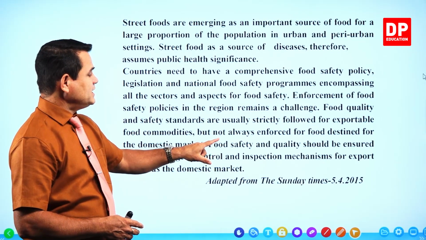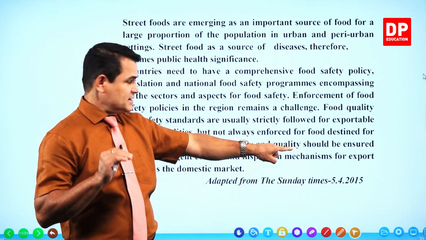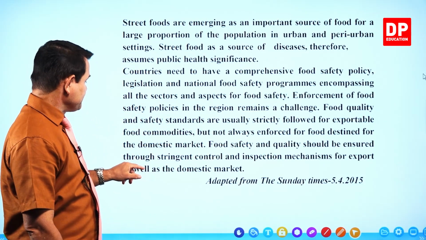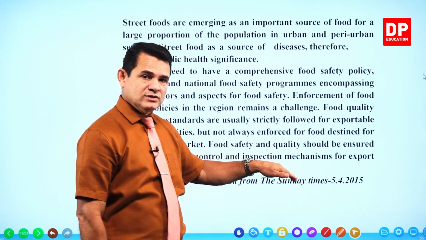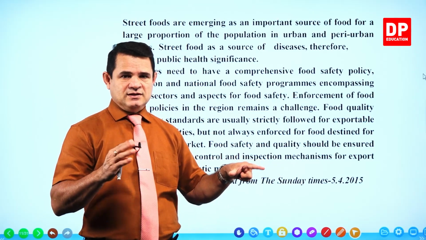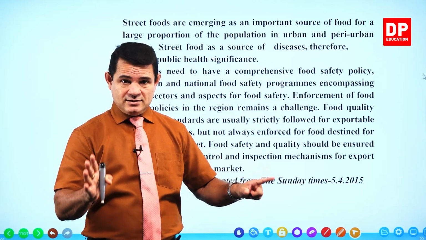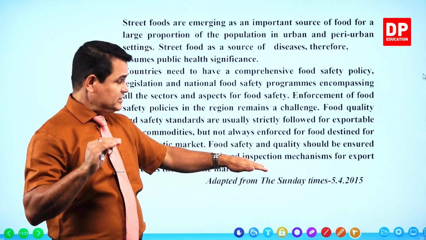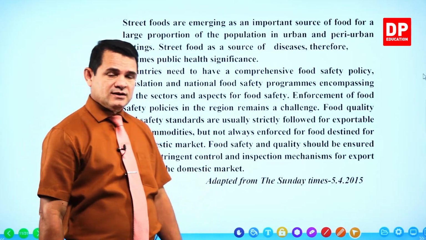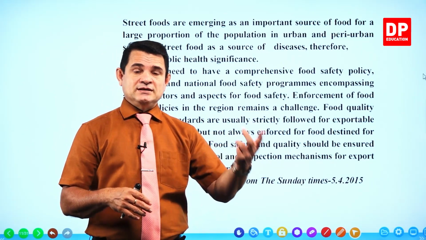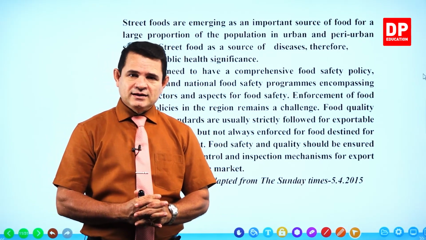And food safety and quality should be ensured. Now food quality එක වගේම safety එක ආරක්ෂිත බව should be ensured, සහතික විය යුතුයි through strengthened control and inspection mechanism. හොඳ inspection mechanisms, හොඳ inspections, those who are looking into that and checking and always looking at whether it is in a good condition. ඒ වගේ mechanism එකකින් මේක පාලනය විදිහට for export as well as the domestic market. So then the food that is sent to other countries, export කරන ආහාර වගේම domestic market එකට යන ආහාර පිළිබඳව හොඳ පාලනයකින් සොයා බැලීමකින් සිදුවිය යුතුයි.